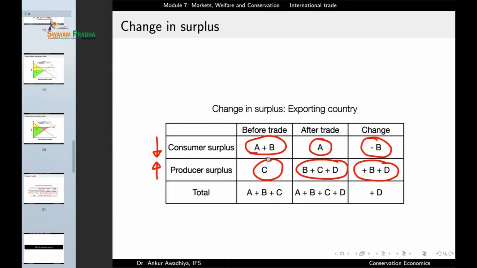What about the total surplus? Earlier it was A plus B plus C, but now it has become A plus B plus C plus D. And so the change is plus D. So the total surplus increases.